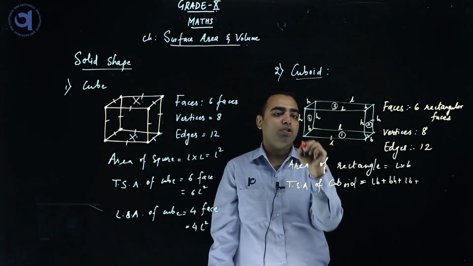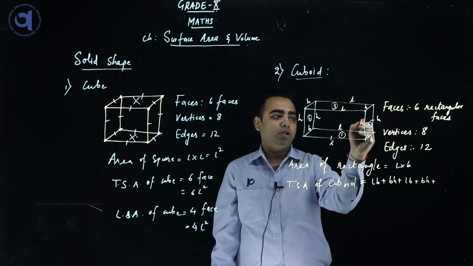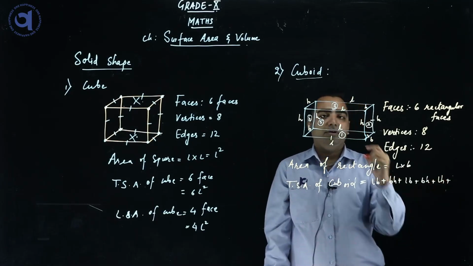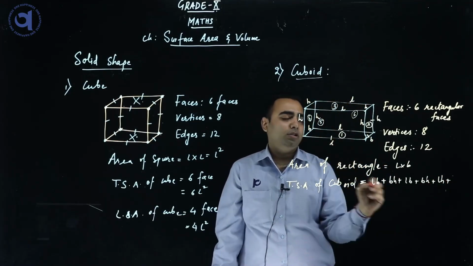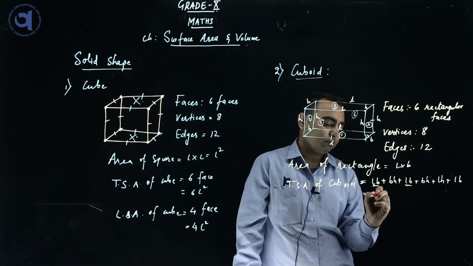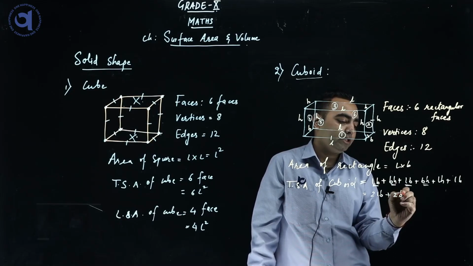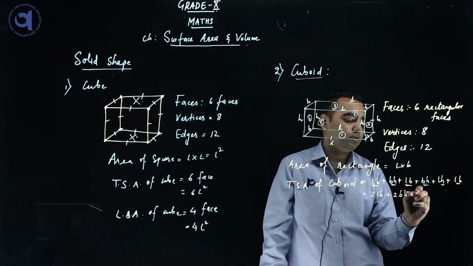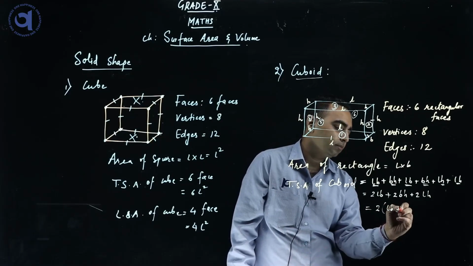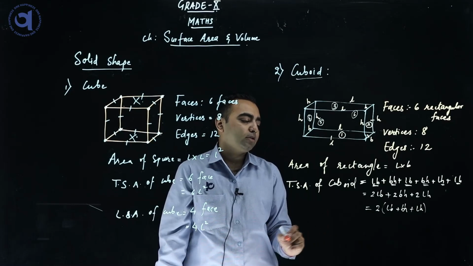This will be my fourth portion, so that is B into H. Now what about the fifth portion? This portion which is looking in the front will be our fifth portion, so that is L into H. And the one on the back side, that is the sixth one, is also L into H. Now we can see 2 times L into B is there, so we write 2LB. Here also 2 times, so 2BH, and here also 2 times, so 2LH. Now we take 2 common, so 2 times LB plus BH plus LH. So this will be the formula for finding total surface area of cuboid.